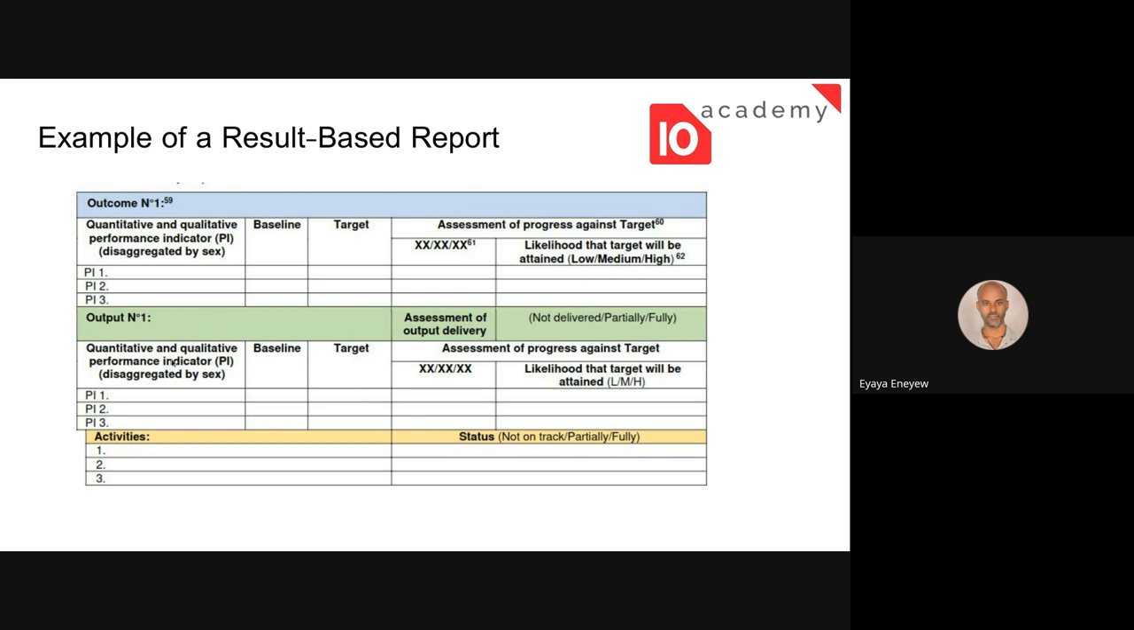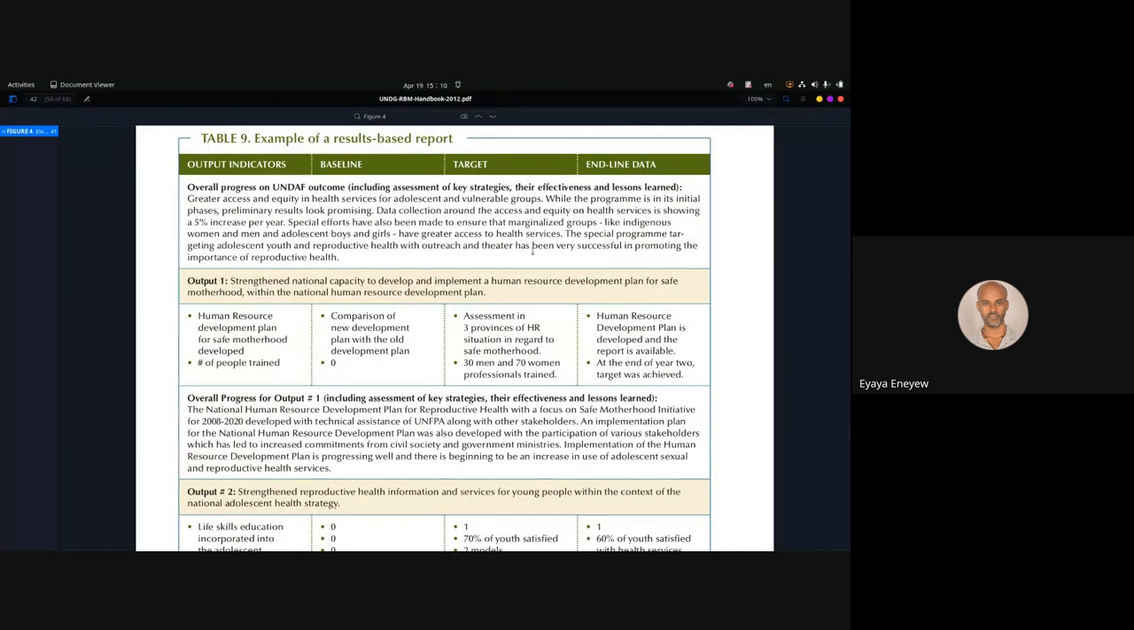And these outputs might result in an outcome, right? And different outcomes will have an impact. So there is a hierarchy between the activities, the outputs, the outcomes, and the overall impact of that project. So this is the structure. And I believe you have this document from UN. There is a good example of a result-based report.